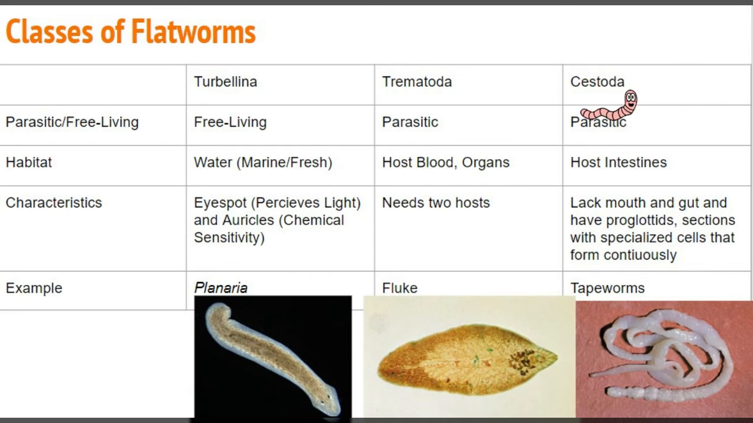The Cestoda is parasitic. It lives in the host intestines, and it lacks a mouth and gut and has proglottids, sections with specialized cells that form continuously. An example of which is tapeworms. Tapeworms are obviously, you all know, a very big issue.